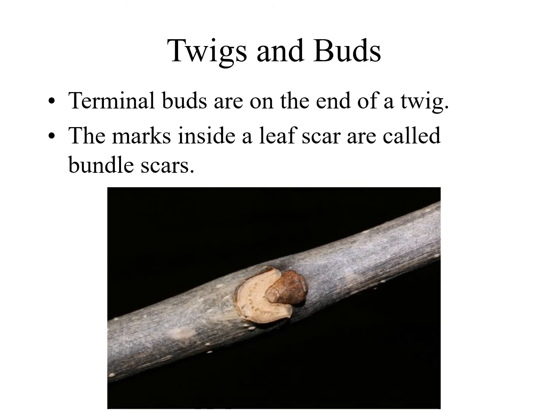The buds on the twigs can be another feature that you can use to identify trees. Terminal buds are on the end of the twig, as we've learned in the biology module. The marks inside a leaf scar are called bundle scars. On this white ash, you can see the vascular bundles in the leaf scar. This particular formation for ash, some people remember as a happy smile.